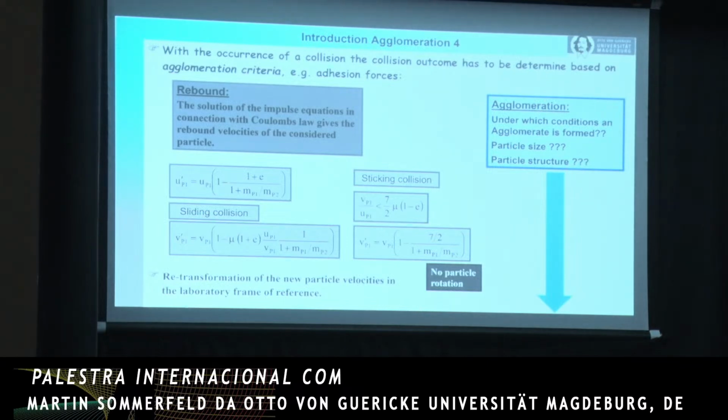So on the left-hand side is rebound. Okay? But the criterion is yet missing. And it will be a critical velocity. So rebound can be easily calculated. I showed the equation before, and here just without rotation of the particles. Now, if the particles collide with the velocity being under a critical velocity, they stick together, okay, and form an aggregate. Then what we do with the structure, what we do with the size of the aggregate.